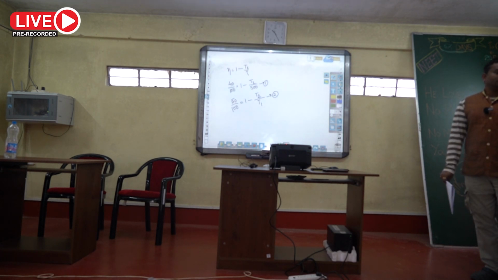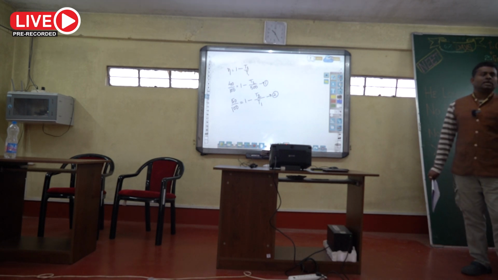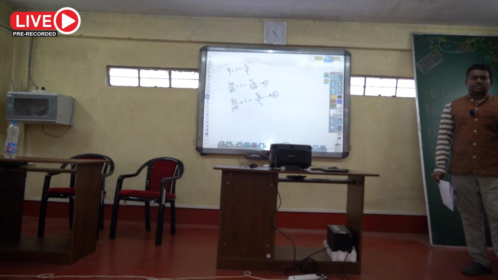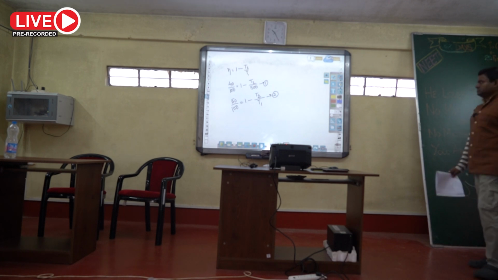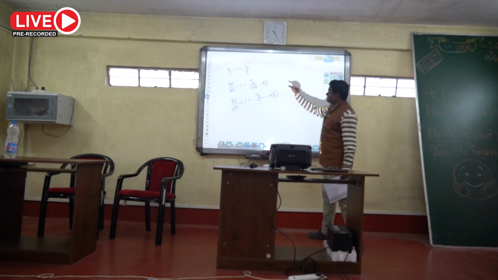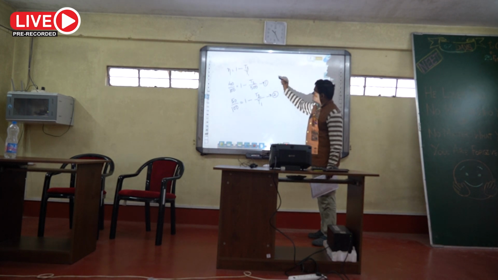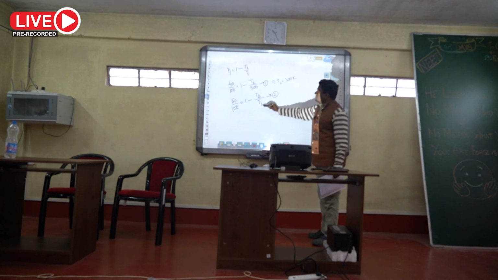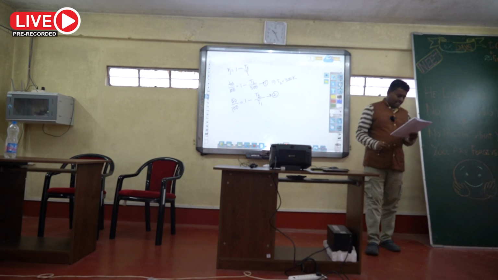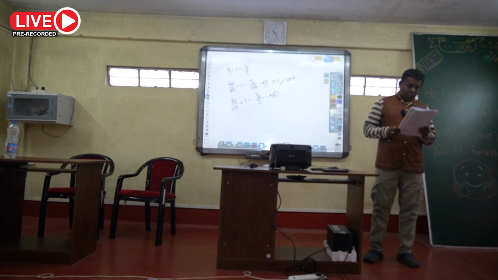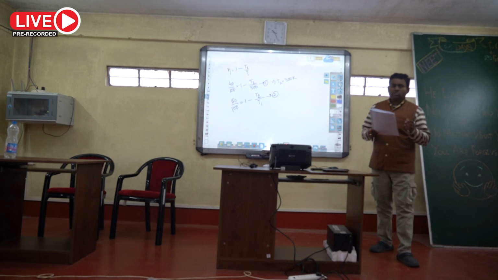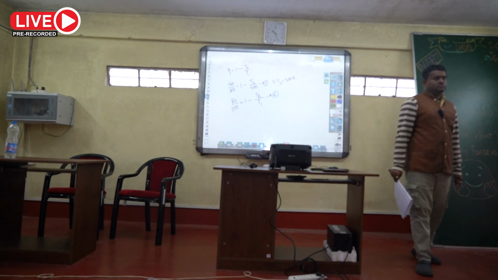Previously T1 was 500, now the new T1 you have to find to increase the efficiency, because you know that if the hot reservoir's temperature is increased, then the efficiency of the Carnot engine will increase. T2 is coming 300. Just substitute this value here and find T1. So T1 will be 600 Kelvin.